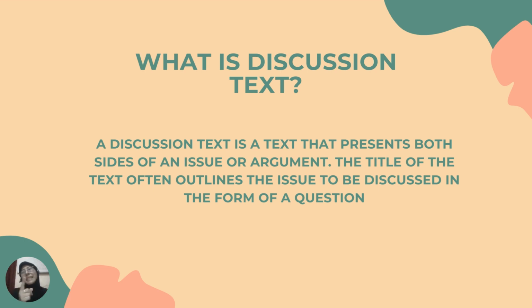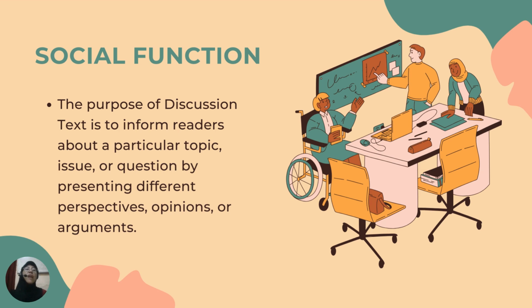Okay, what is discussion text? A discussion text is a text that presents both sides of an issue or argument. The title of the text often outlines the issue to be discussed in the form of a question. The social function of the discussion text is to inform the readers about a particular topic, issue, or question by presenting different perspectives, opinions, or arguments.